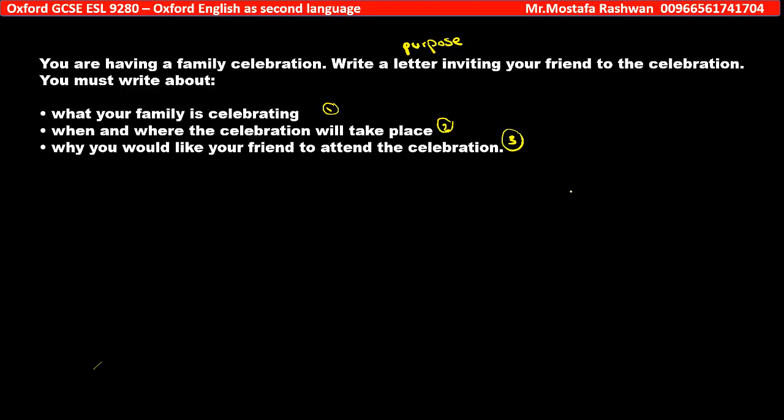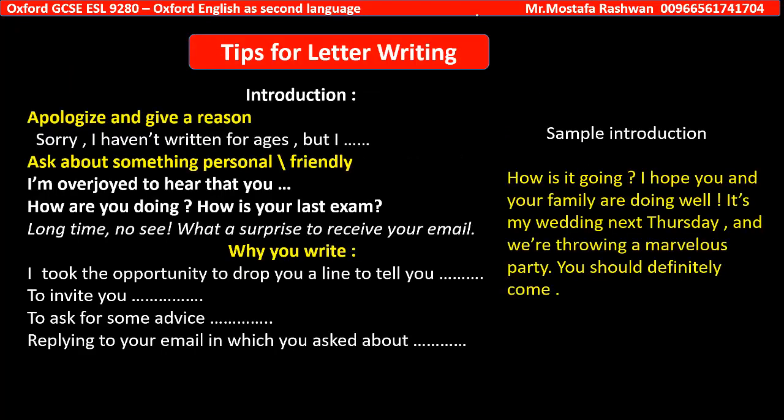Okay, so let's see how we'll start the letter, how we'd cover each point equally, and how to develop your ideas. Tips for the letter writing. Part 1 is your introduction. How to introduce the letter. We normally know that we start our letter by writing dear and the name of our friend, the name of the recipient. You can start your introduction in one of the following ways.